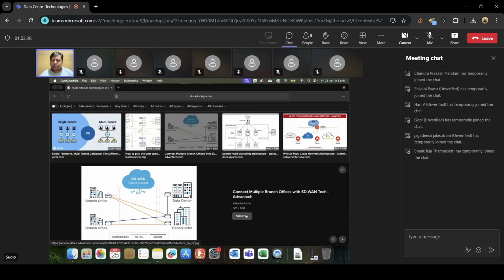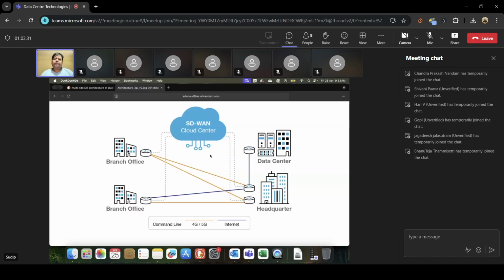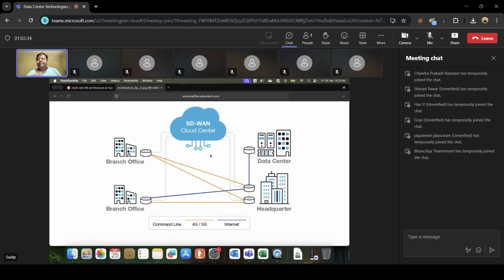All right. Whenever we are setting up disaster recovery, like for a bank or a telecom company or for a pharma company, we are going to suggest them a multi-site disaster recovery strategy. What do we mean by a multi-site disaster recovery strategy? We are going to build an architecture where the same data is not going to be stored only in one data center. It's going to be stored in multiple data centers simultaneously.